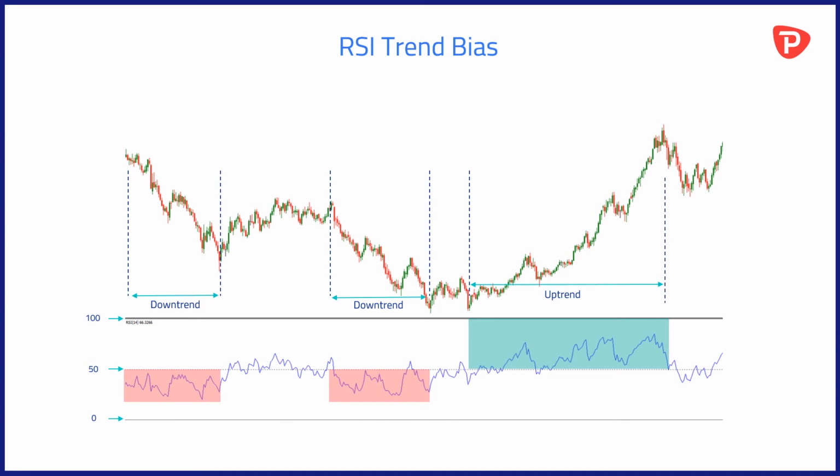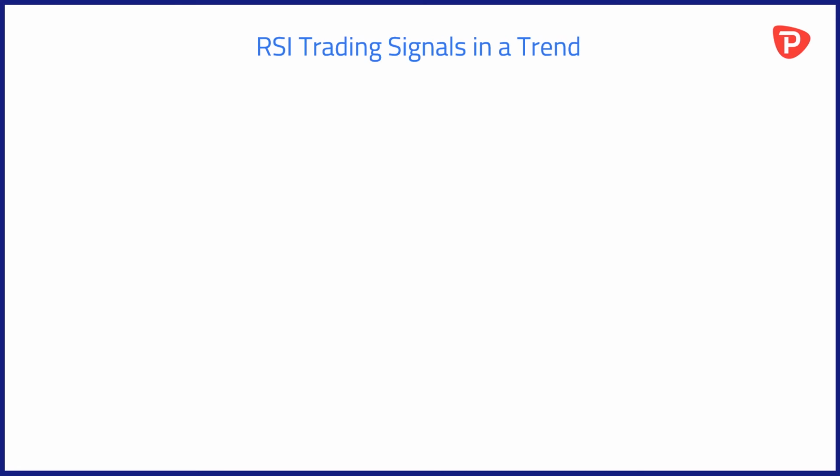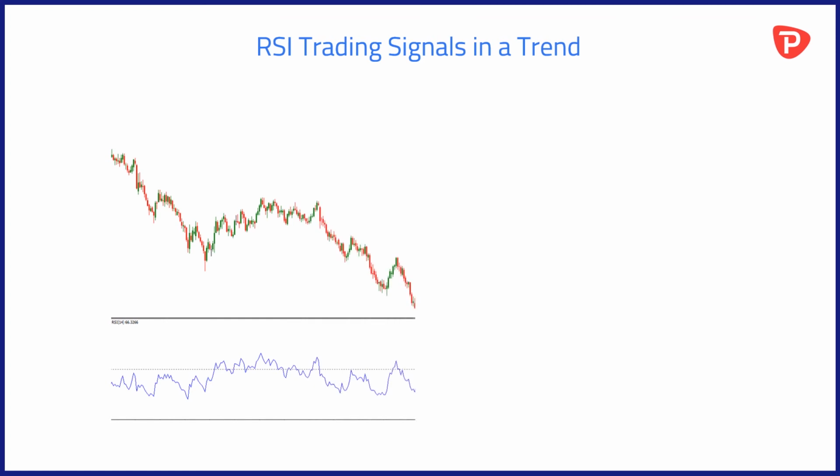A more robust method of using the RSI in a trend is waiting for the RSI to cross the 50 level during a trend and then crossing back in the trend's direction. You can see on the chart on the screen that there is a series of lower peaks and lower troughs confirming a downtrend. The RSI then crosses above the 50 level, only to come back down not long after. A trade can be placed in the direction of the trend once the RSI closes below the 50 level.